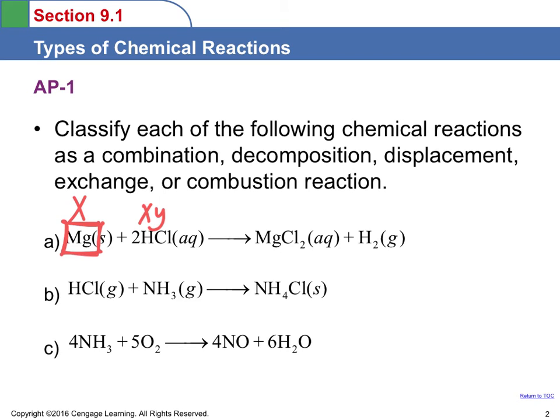I'm going to use a different variable here. Let me change my first one. I'll make the first one Z. It doesn't matter how you label these. So what's happening is Z is knocking out the X, and we're making ZY, and now X is by itself. So again, here we're taking all of one thing and knocking out half of the other. So this is a displacement.